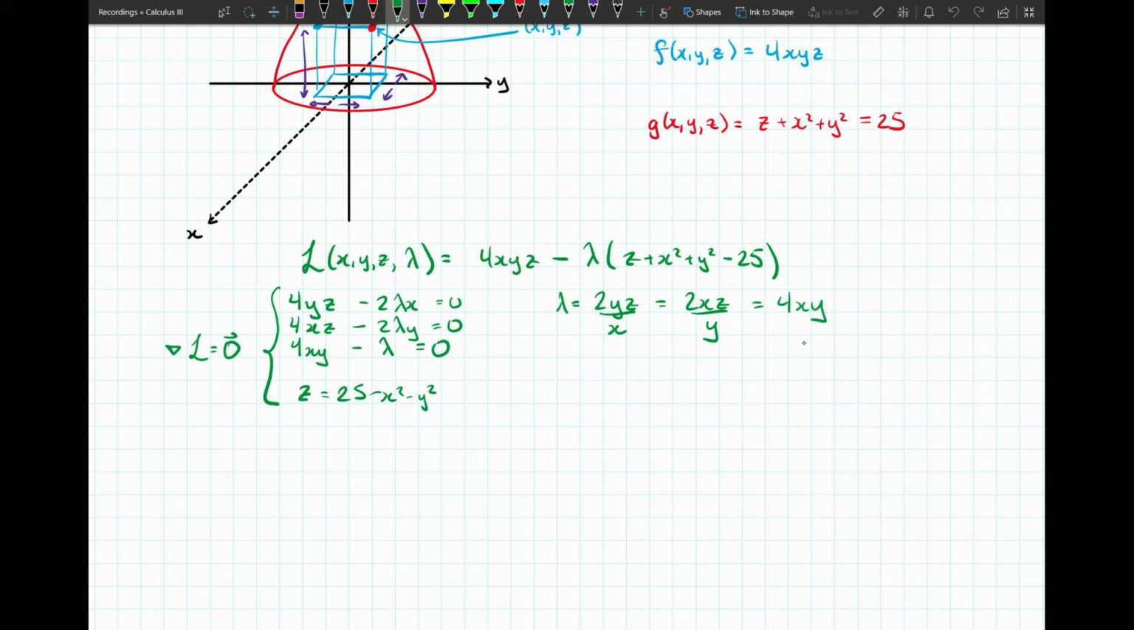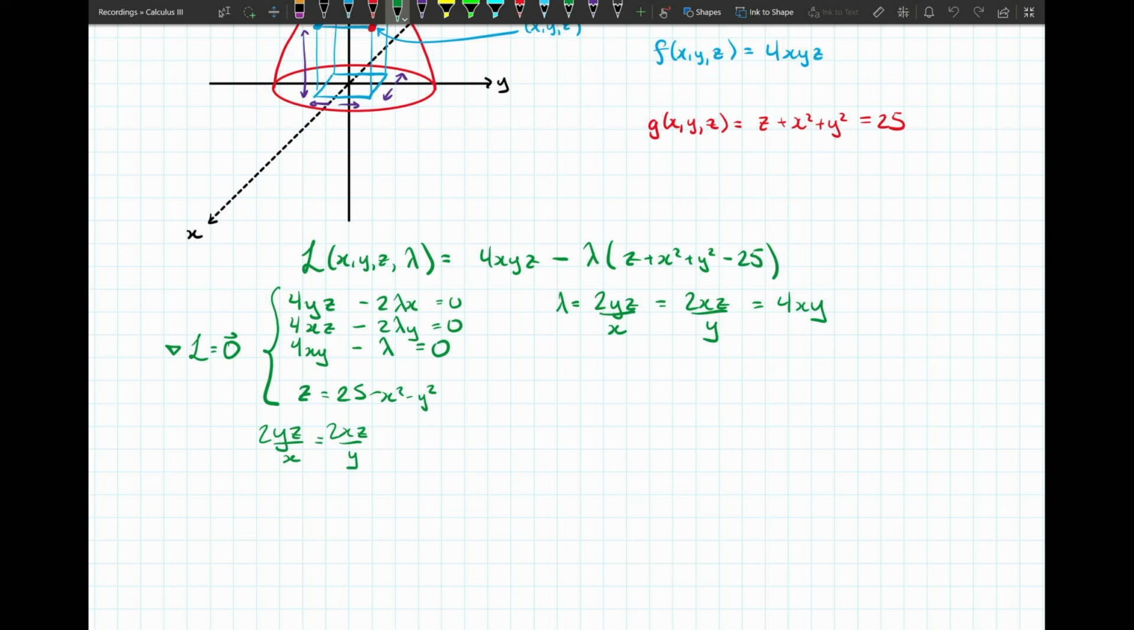Now those three expressions are equal to each other. If we just take a look at a pair of those expressions, then we should be able to set them equal to each other and hopefully simplify and get some expressions for x, y, or z. Let's start off by taking a look at the first pair of expressions.